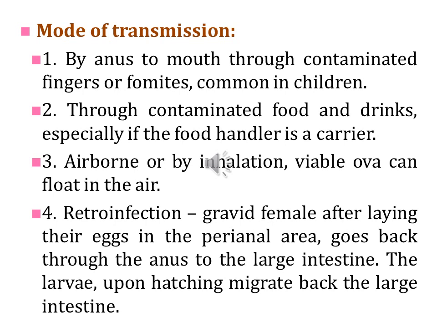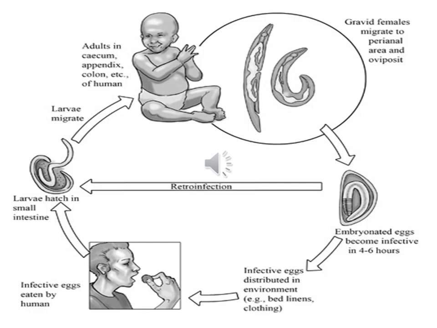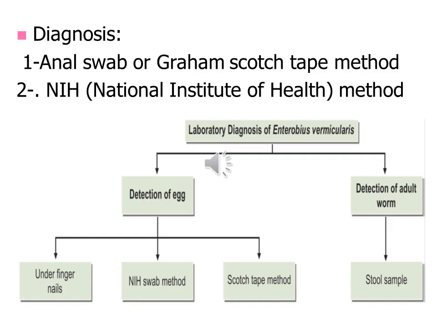Auto-infection: the gravid female, after laying the eggs in the perianal area, goes back through the anus to the large intestine. This figure is diagnostic for transmission of pinworms to humans. You can see more than one type of way to get infection with pinworms. The diagnosis of Enterobius vermicularis, or pinworm, is by anal swab or the Graham Scotch tape method.